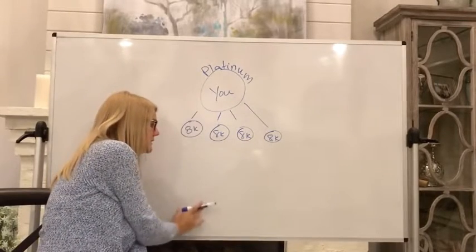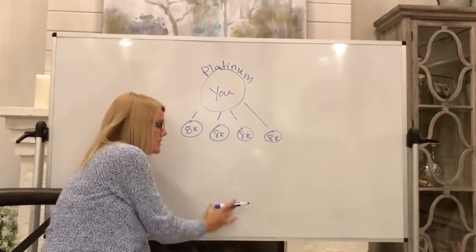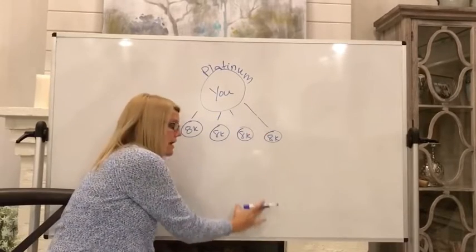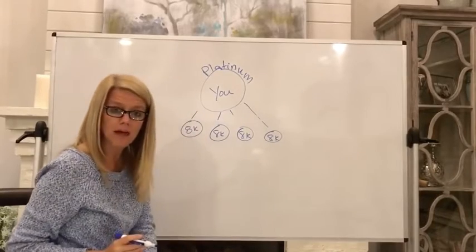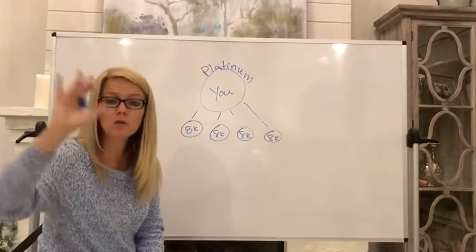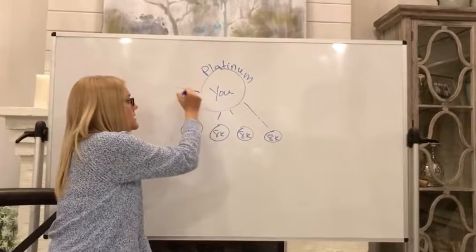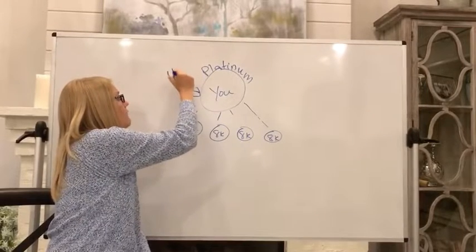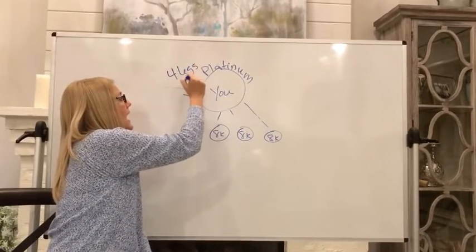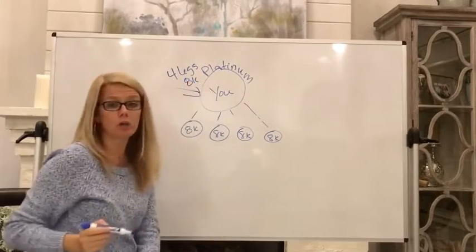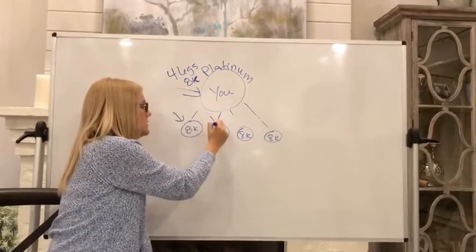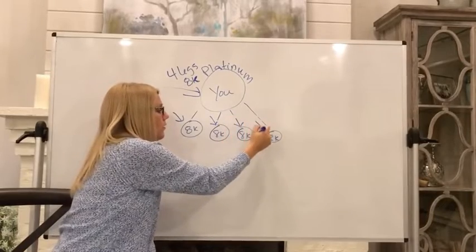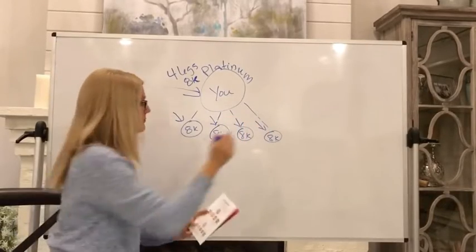When you add up this leg, it's 8,000. When you add up this leg, it's 8,000. Now again, in the future videos, we're going to show you that to be at the rank of platinum, you've got to have 4 legs at $8,000 in volume, okay? So that's where you have it. 1, 2, 3, 4, okay?